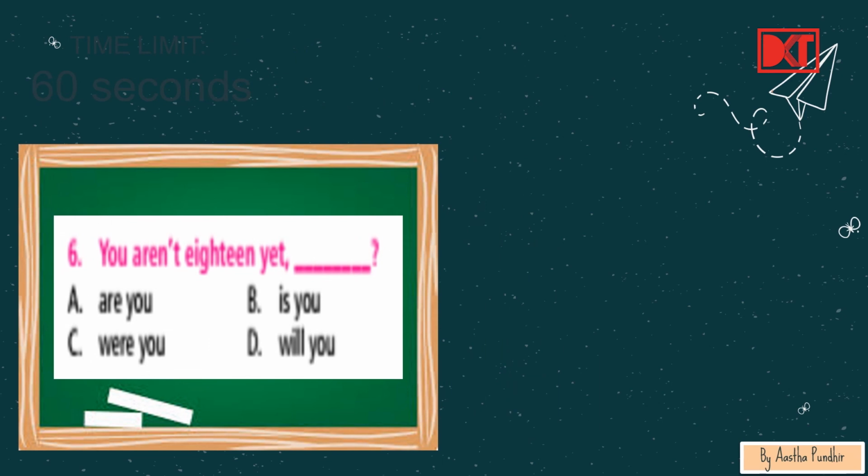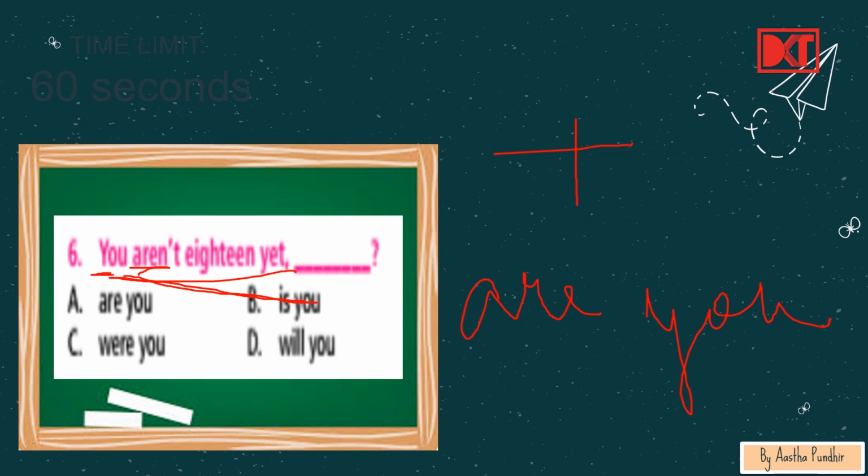Okay, next up, "You aren't 18 yet, dash." So the statement is negative, and accordingly we have to make a positive question tag. Here the subject is you, the verb is are. So reverse this and ask, "You aren't 18 yet, are you?" Right? The correct answer is A.